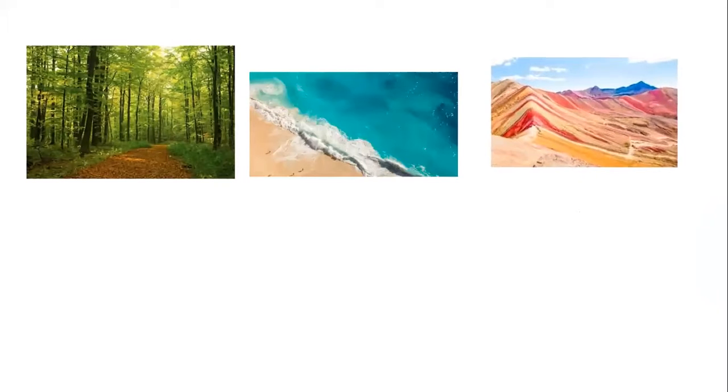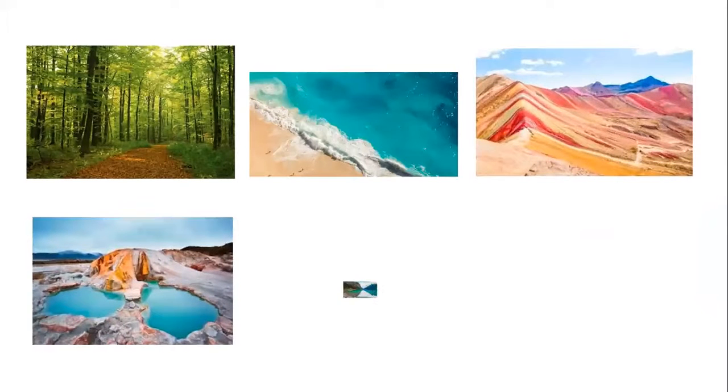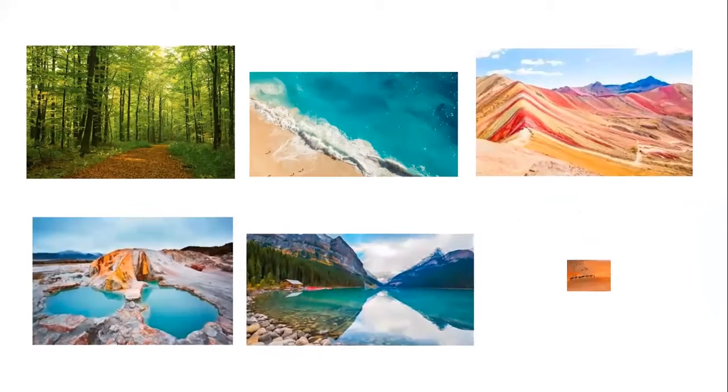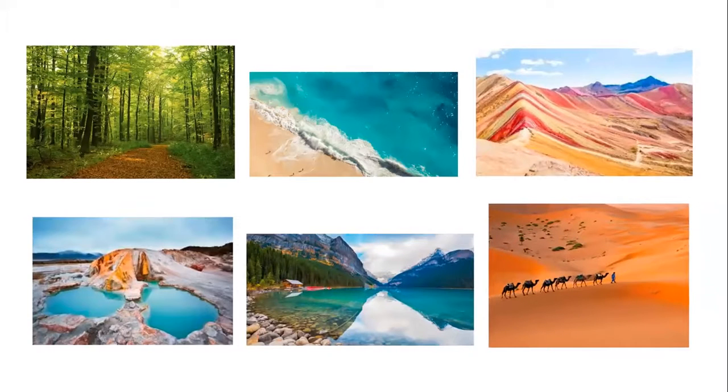A forest, an ocean, these mountains, a hot spring, a freshwater lake, and a desert. They all have one thing in common, which is that they all have living organisms residing inside them. So these are all the habitats where living organisms survive.